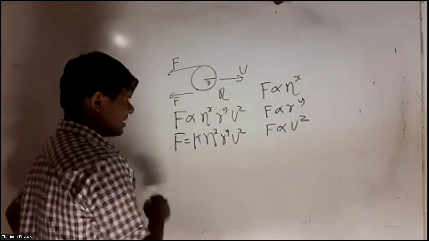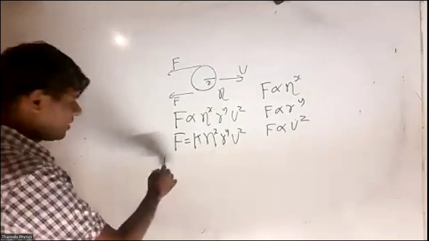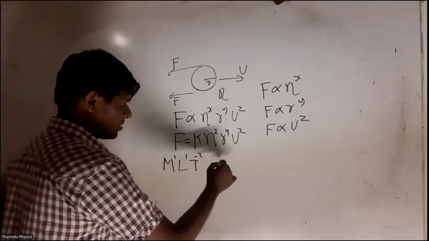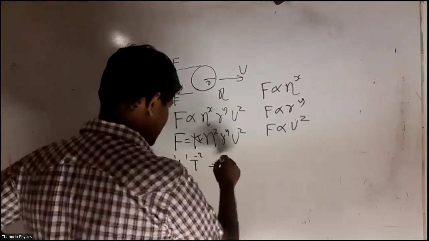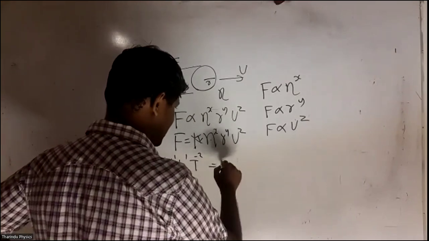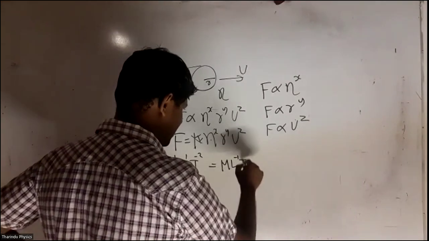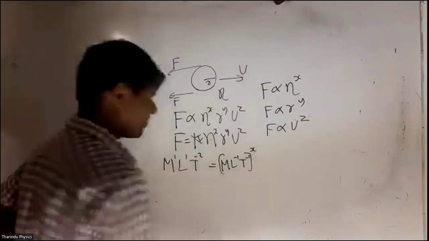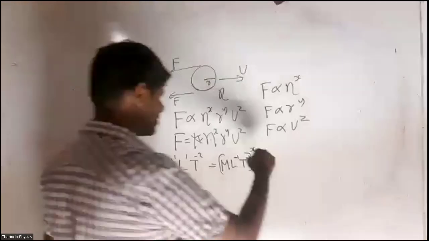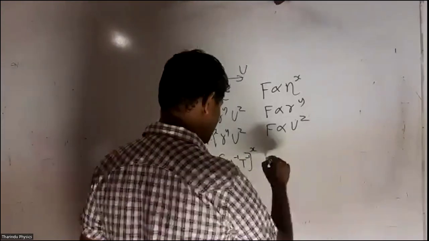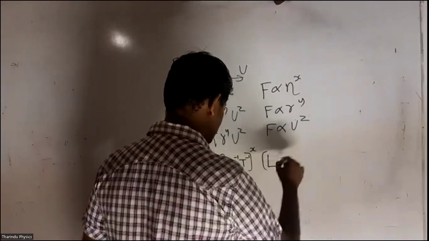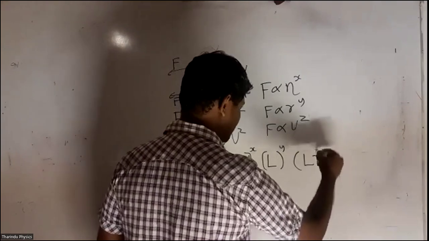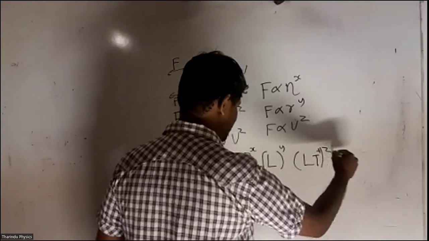Now I want to check the dimensional correctness. F means M1 L1 T minus 2. I'm not going to consider k. Eta is M L minus 1 T minus 1, and I'm going to put the power of x. R means L to the power y, and v is L T minus 1 to the power z.